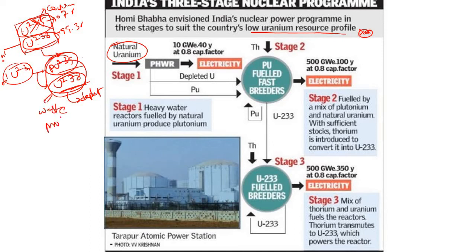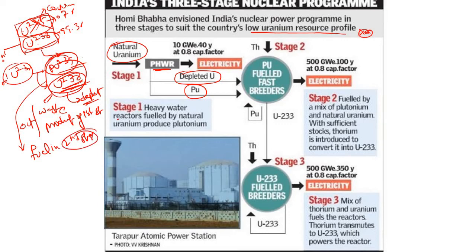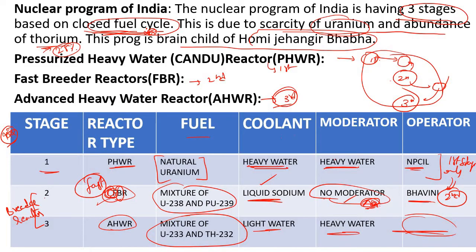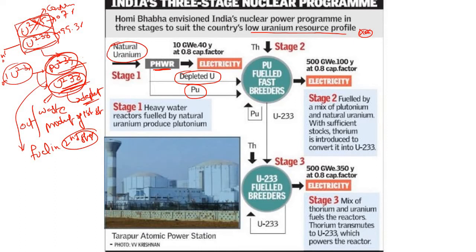This one is called depleted uranium. That is what is mentioned here: depleted uranium and plutonium are the output of the first stage, pressurized heavy water reactor, and these two are utilized as fuels in the second stage. This is called closed fuel cycle, which I discussed. Closed fuel cycle means the waste of the first stage is utilized as fuel in the second stage. So depleted uranium and plutonium are used as fuel in the second stage.